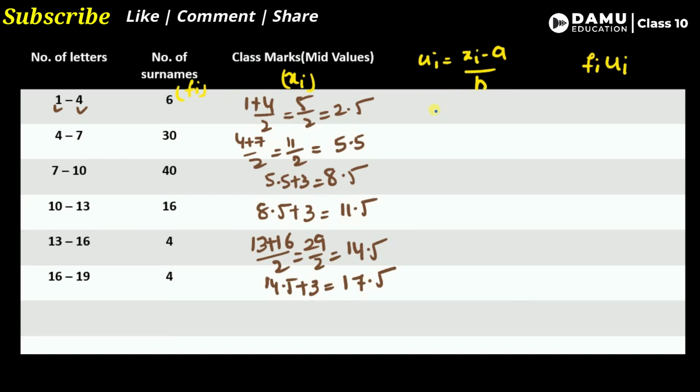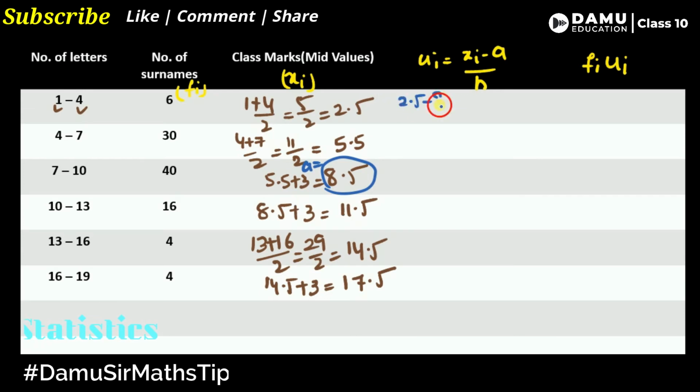So A is nothing but the assumed mean. Let's take it as 8.5 or 11.5. You can take any value as the assumed mean. So let's select 8.5. You can select 2.5, 5.5, any value as A. So Ui is nothing but 2.5 minus the assumed mean 8.5 by H. We calculated that H is 3.